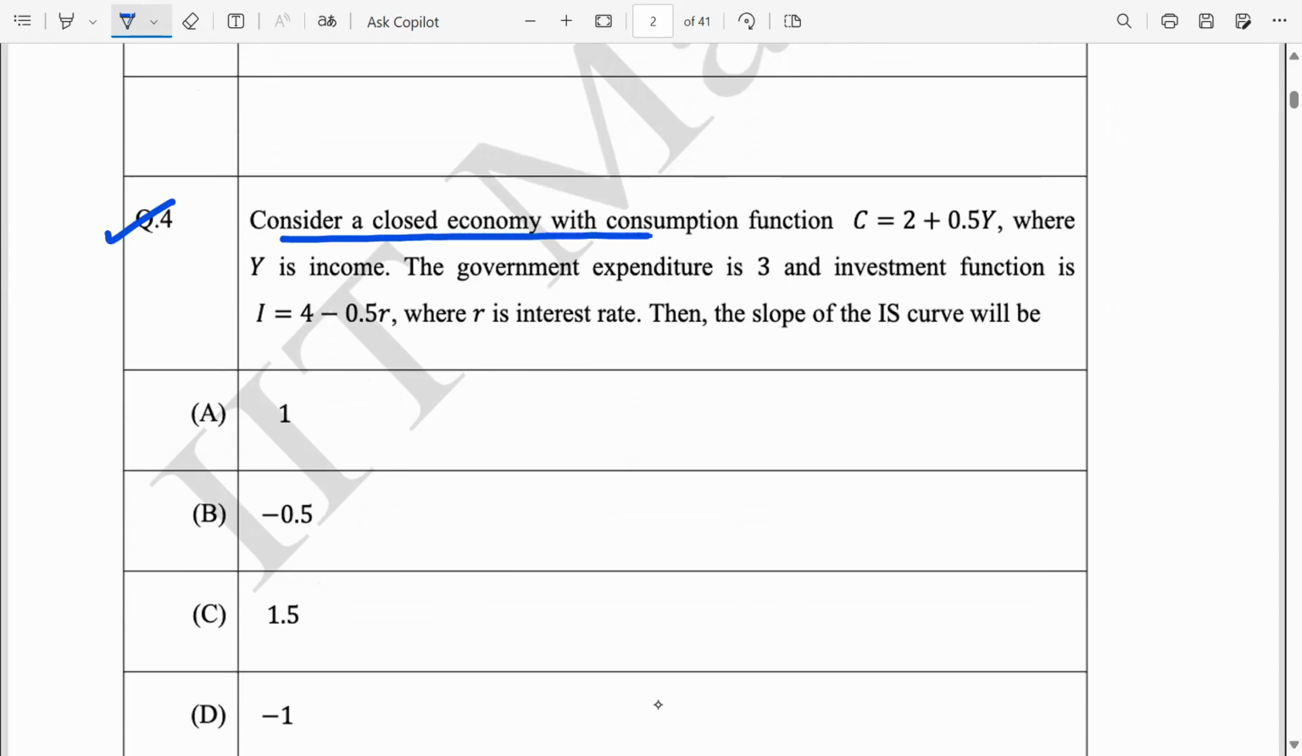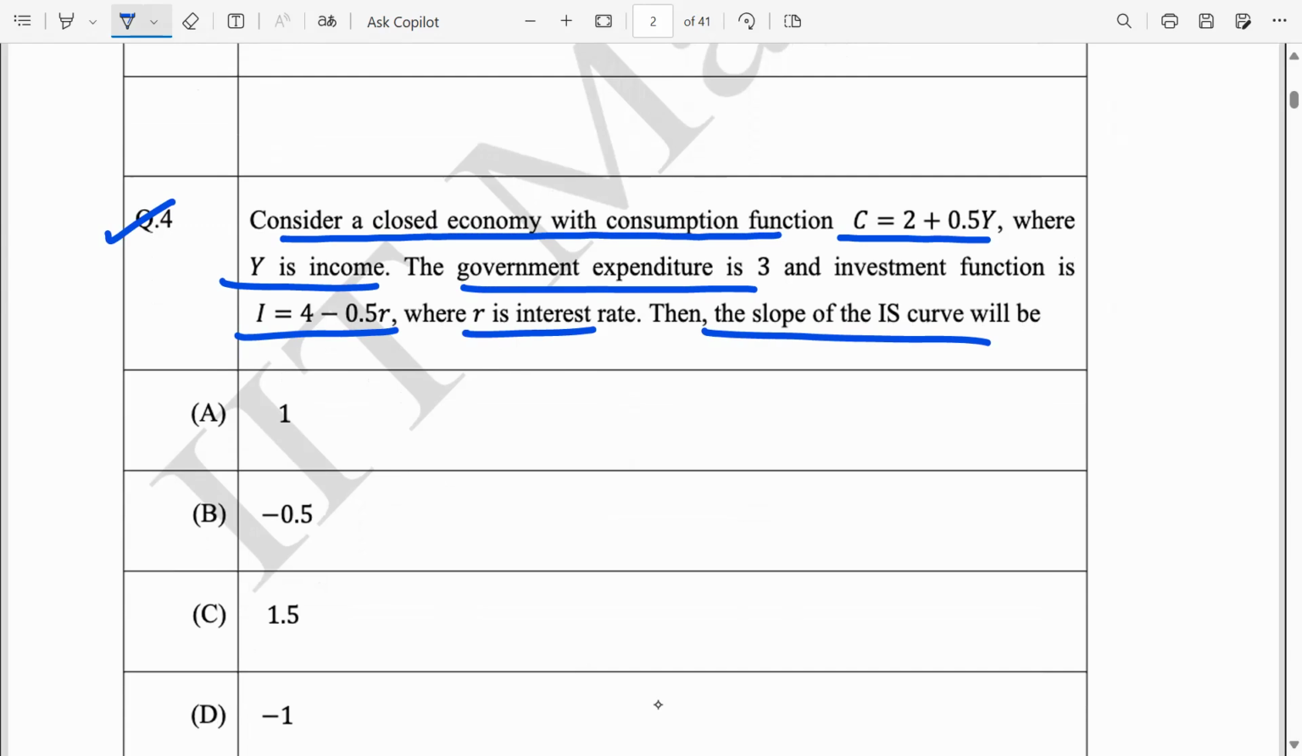Consider a closed economy with the consumption function C, which is 2 plus 0.5Y. Y denotes income. Government expenditure is 3 and the investment function is 4 minus 0.5R, where R is the interest rate. We need to find the slope of the IS curve.